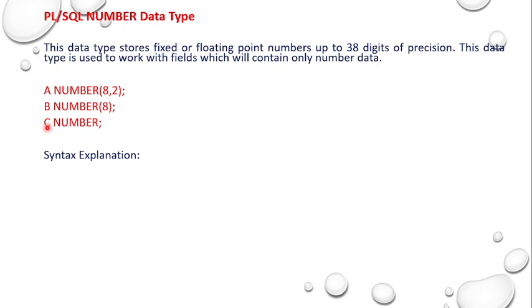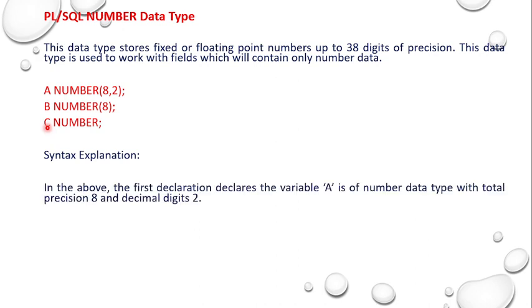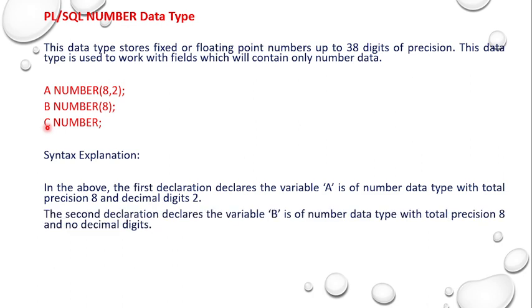The first declaration says variable a is of number data type with a total precision of 8 and 2 decimal digits. The second declaration says variable b is of number data type with a total precision of 8 and no decimal digits. The last one says a number data type with no restriction in precision or decimal places, because it takes up to a maximum of 38 digits by default.